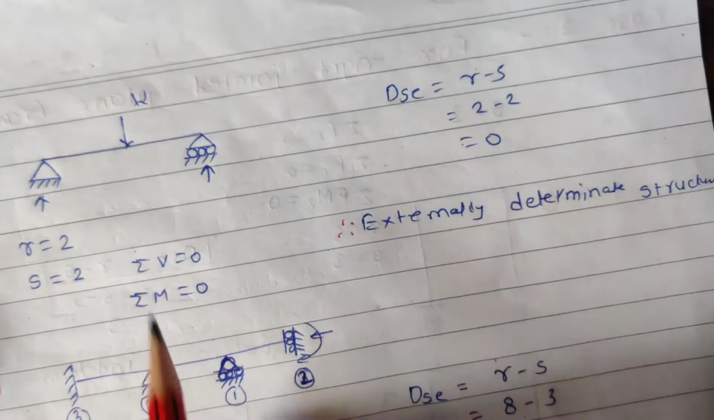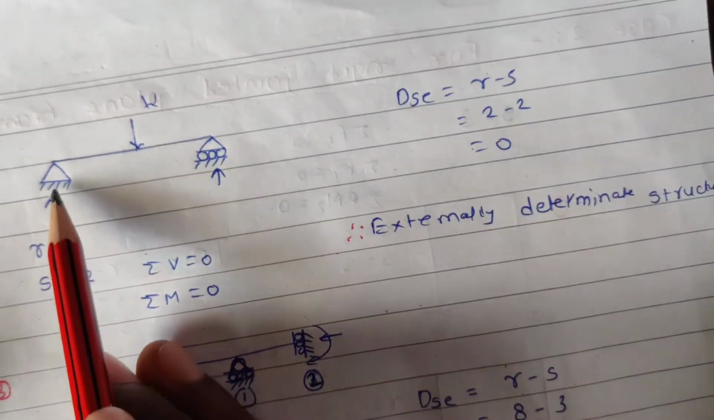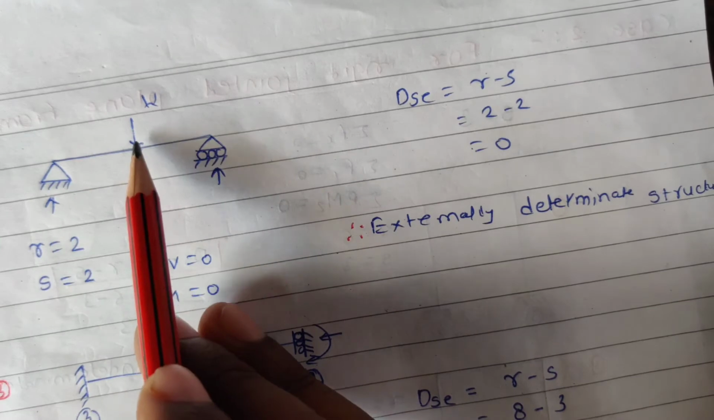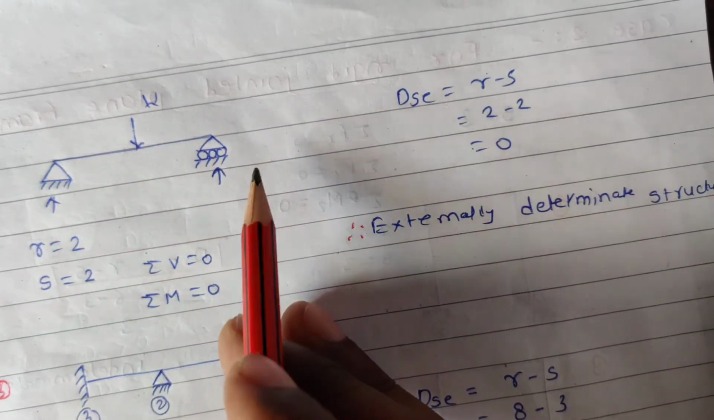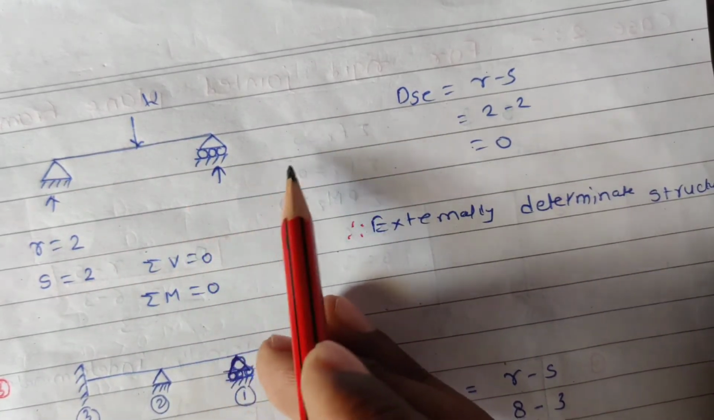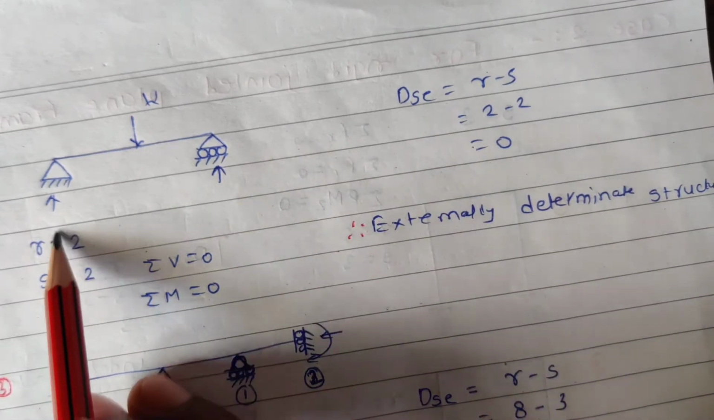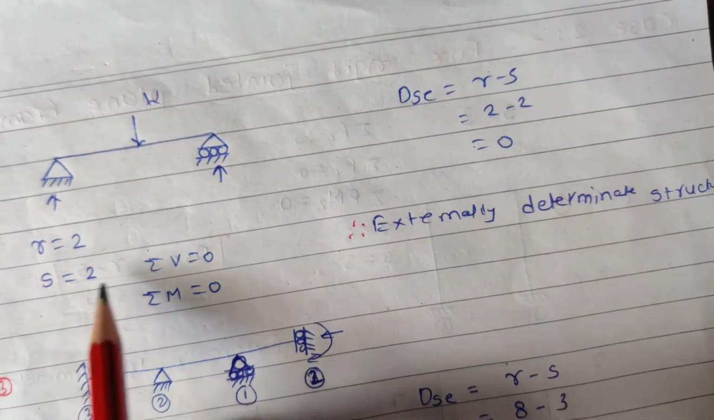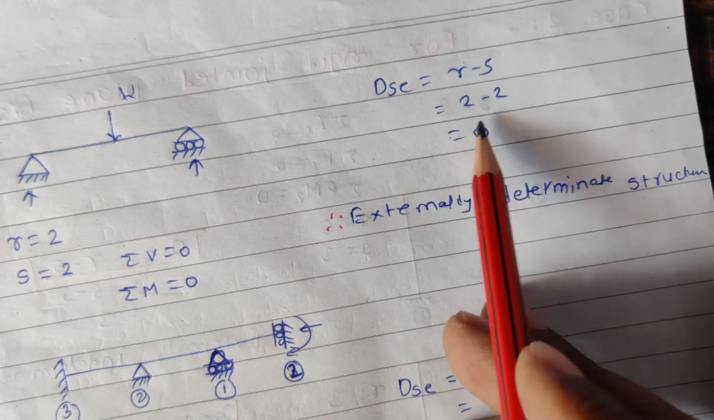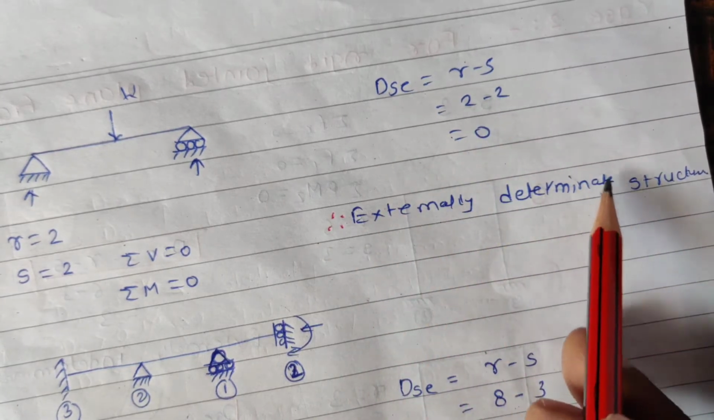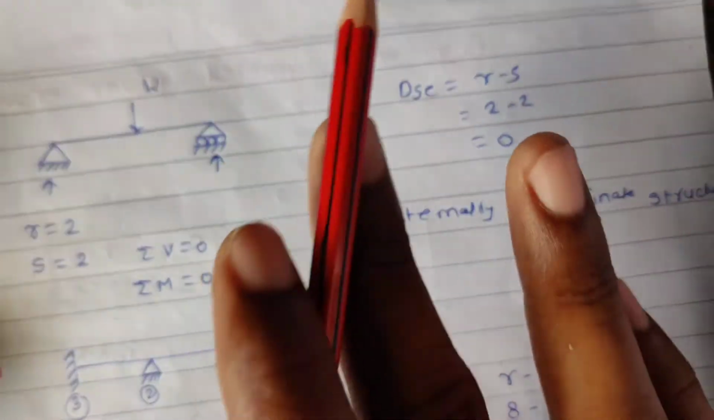Another example. When there is a beam and we apply only vertical load on the beam, then we can't consider the horizontal reaction, as explained in the previous lecture. So the horizontal reaction is equal to 0. It is an externally determinate structure if the DS value is equal to 0.